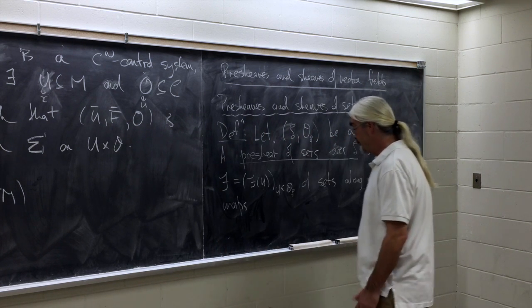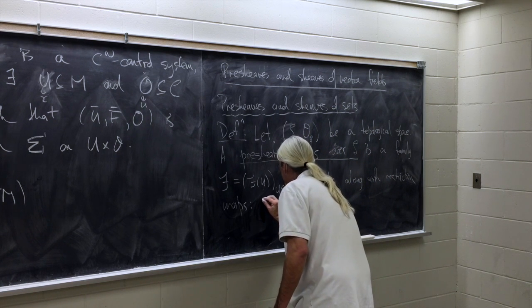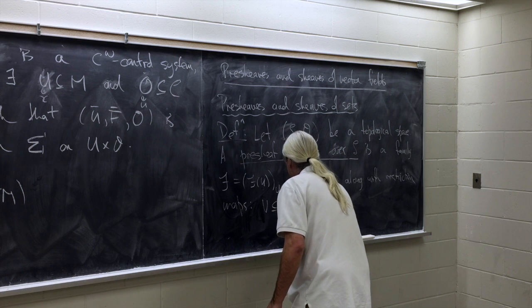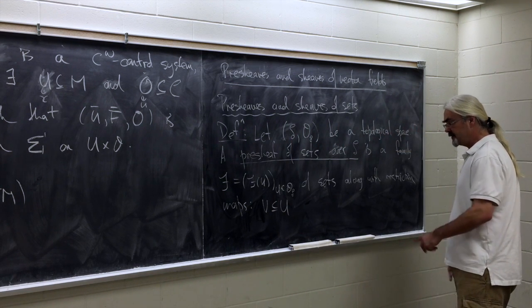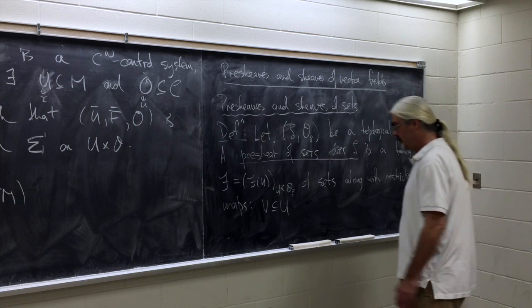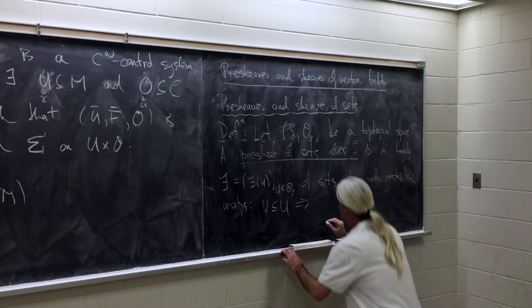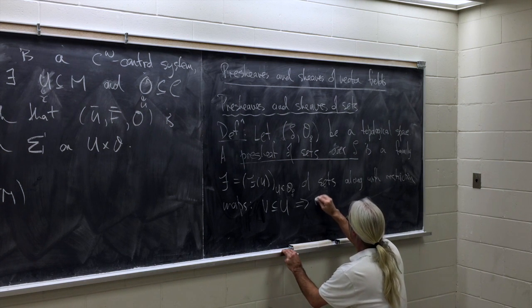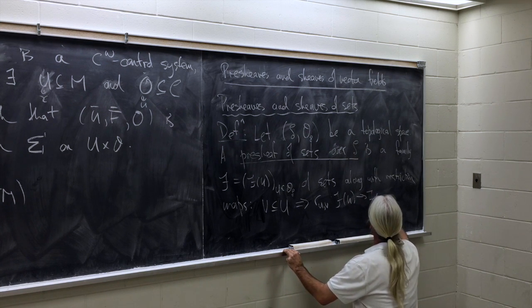And so you have restriction maps. That means that if V is contained in U, both of these being open, so U is an open set and V is an open subset of U, then you have a restriction map, R_UV, which maps F of U into F of V.